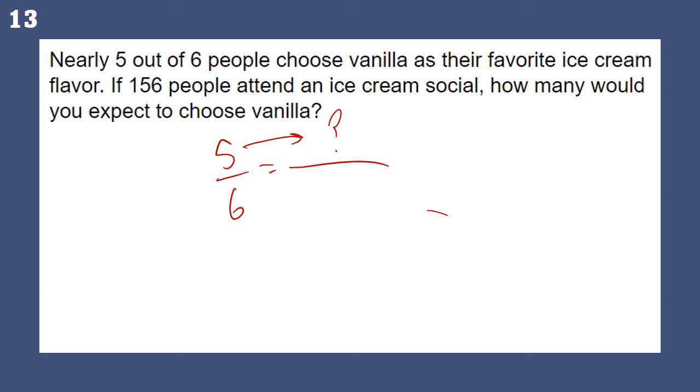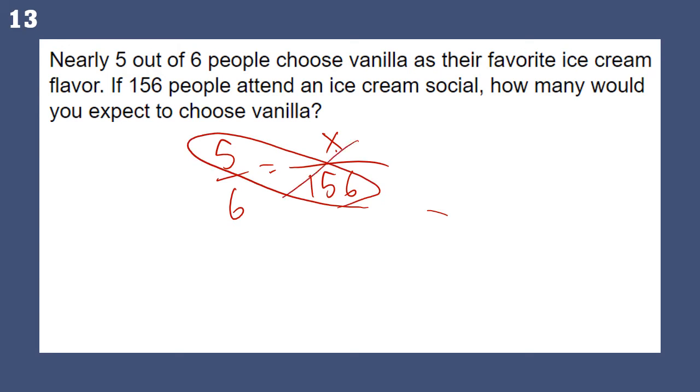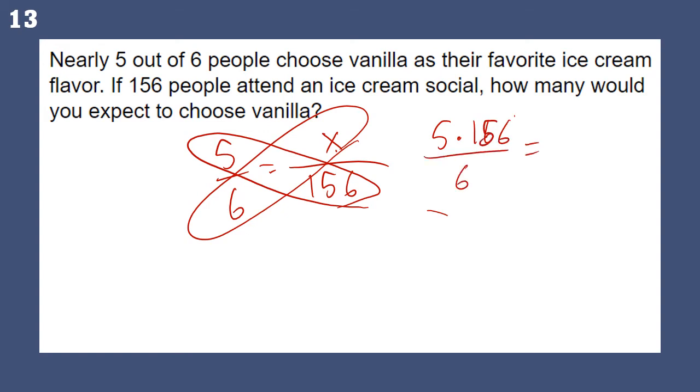So we put vanilla on the top. On the bottom, I'm going to put the total, out of 6, so out of 156. And so what we can do is solve this proportion now by cross multiply and divide. So we're going to say 5 times 156 divided by 6 equals x.